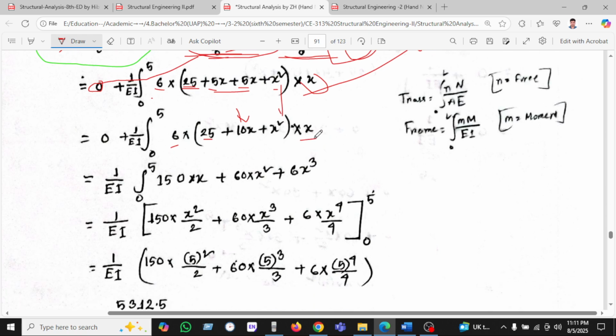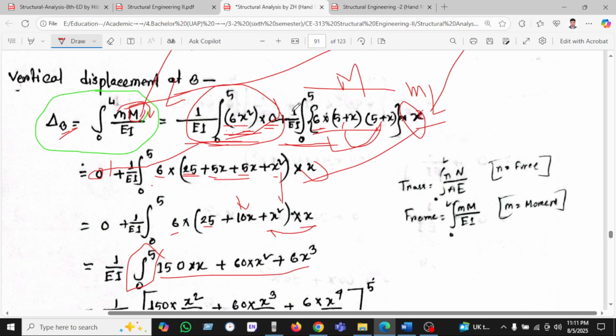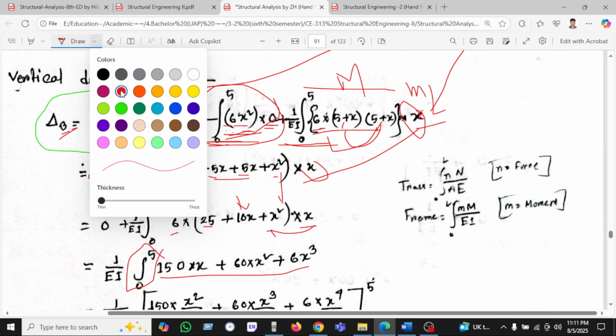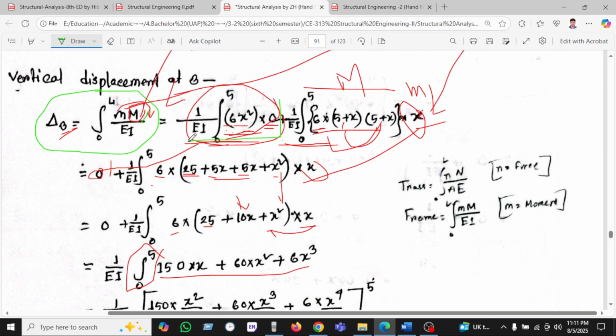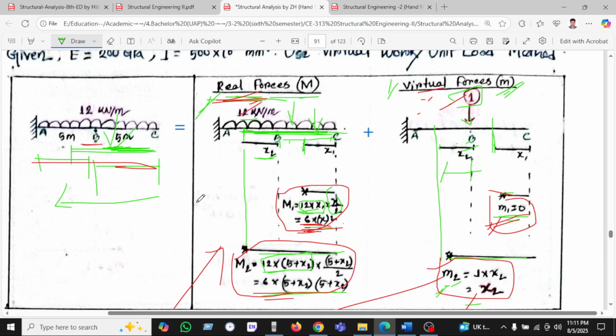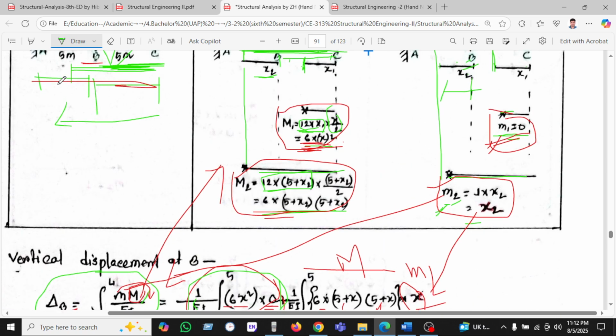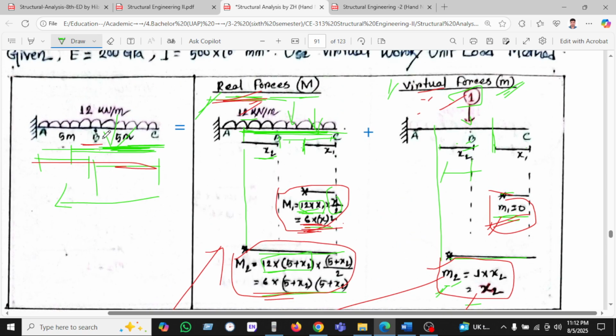Now, as usual, we can multiply by this x and find this value. After finding this value, we put in the integration from 0 to 5. Why? Because this is the first portion, 0 to 5, that means this portion B to C. And the other portion is A to B, which is 5.